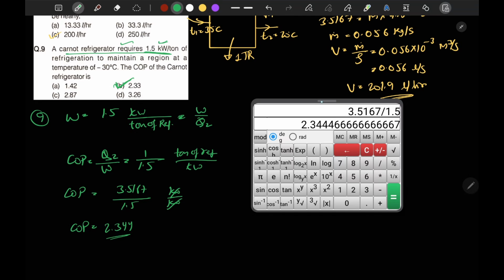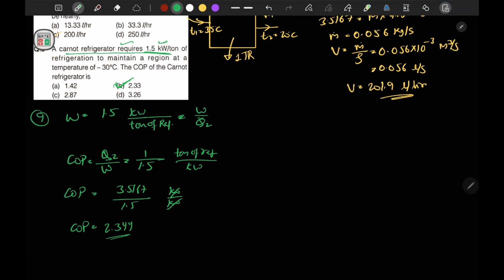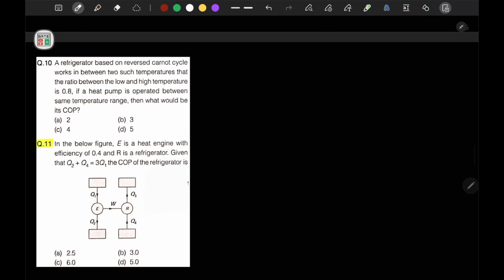Now we will move to the next question. This is question number 10. For a refrigerator based on the reversed Carnot cycle, working between two temperatures such that the ratio of low to high temperature T2 by T1 is equal to 0.8, the heat pump is operated between the same temperature range. Then what should be the COP?